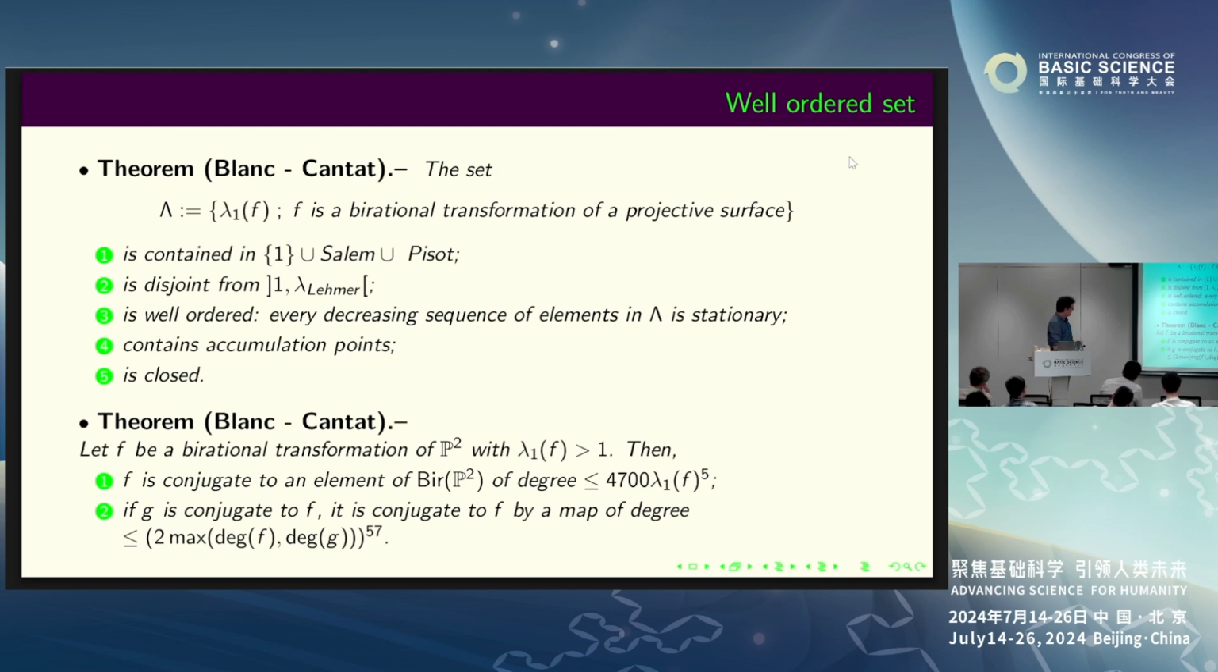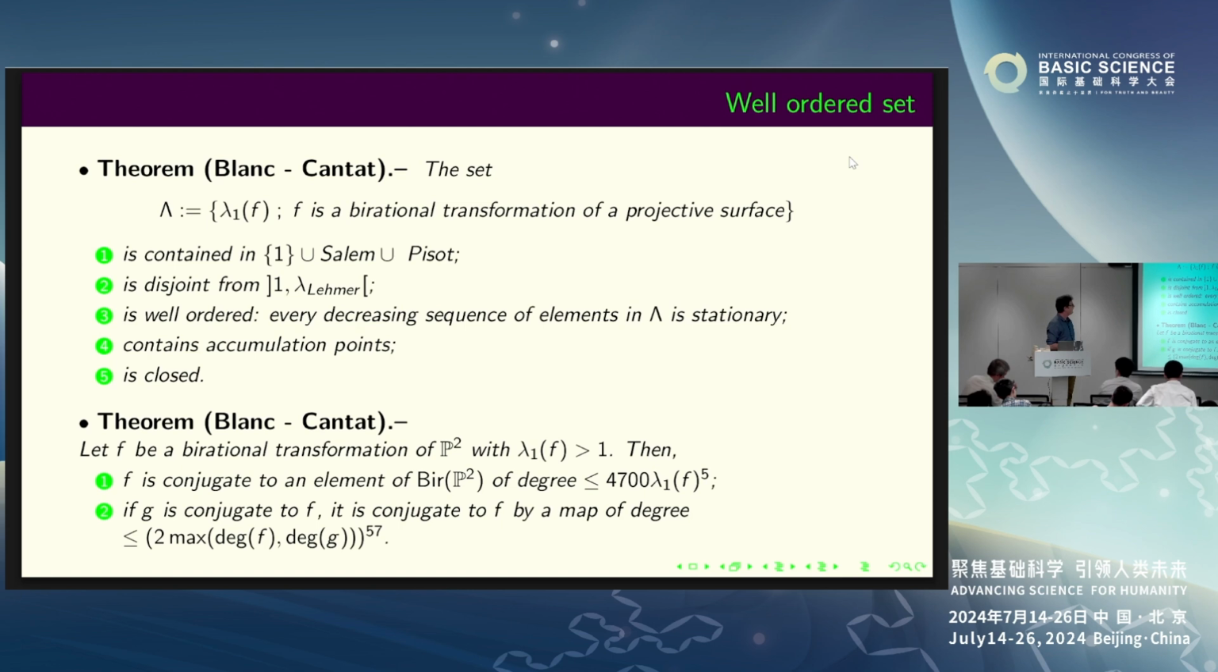This set contains accumulation points, in fact infinitely many accumulation points. As I said, it's easy to show that the golden mean is an accumulation point from below, but not from above because of the third statement. And this set is closed. Moreover, every Pisot number that you see in this set is approximated by an increasing sequence of Salem numbers. So this is the algebraic structure of the set that I wanted to highlight.